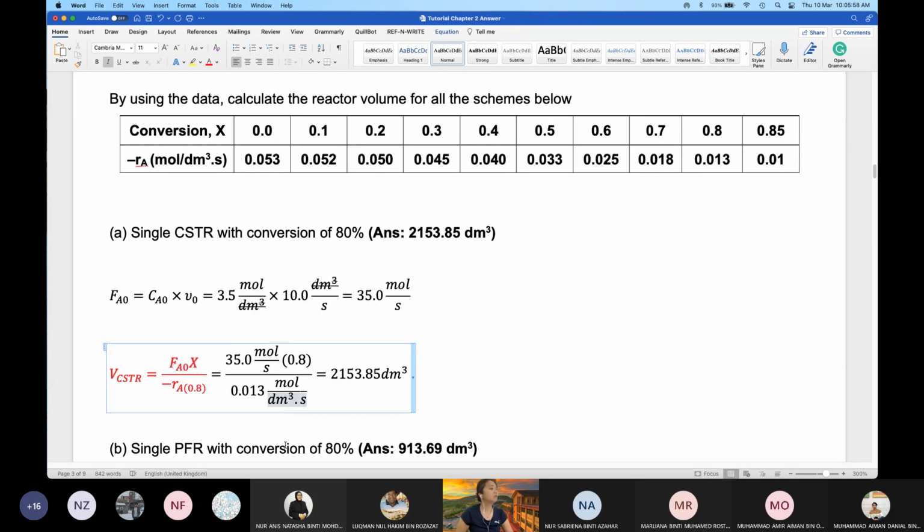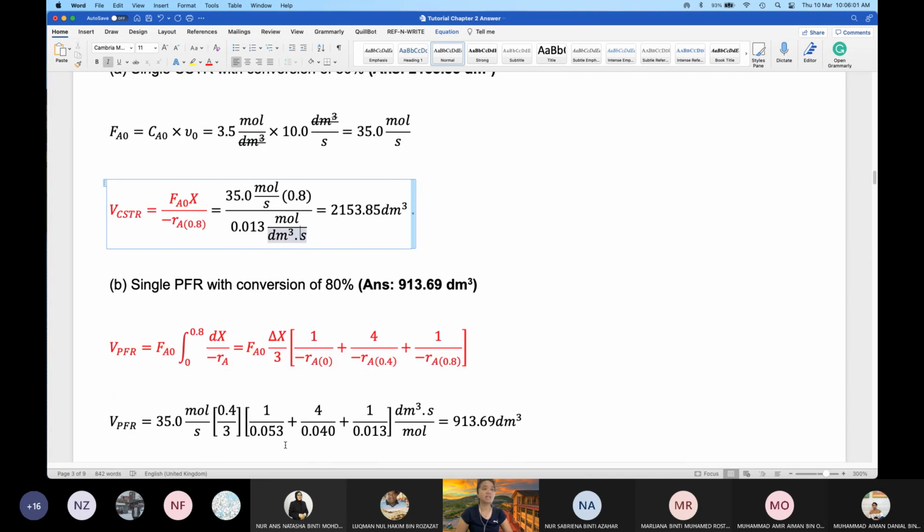Okay, next. We go to PFR. So again, single PFR, we have to find its volume. So volume of PFR equals FA0 integrating 0 to 0.8. Why 0 to 0.8? Because in a single PFR, it converts from zero conversion to final conversion 0.8. Okay, dX per minus RA, convert into Simpson 1/3 rule, it becomes FA0 delta x per 3.